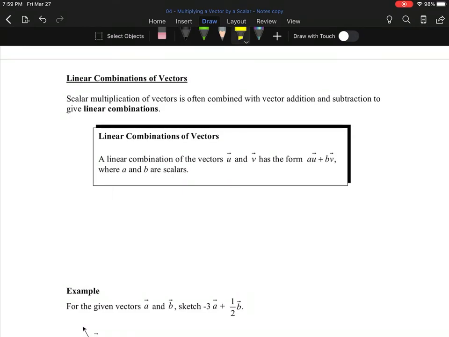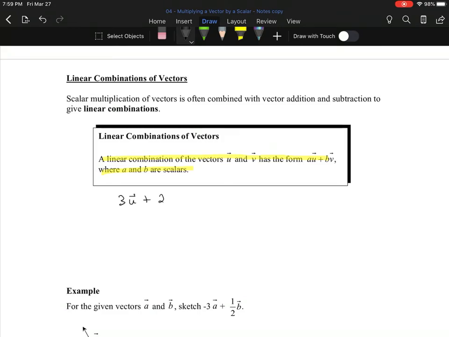Another important definition, not particularly difficult, but it's going to have big implications for us later. Scalar multiplication of vectors is often combined with vector addition and subtraction to give linear combinations. So a linear combination of the vectors u and v has the form au plus bv, where a and b are scalars.